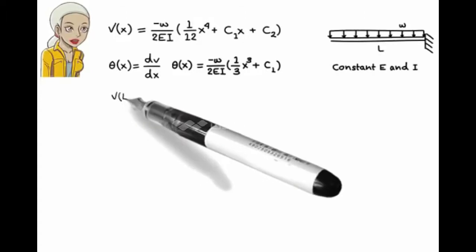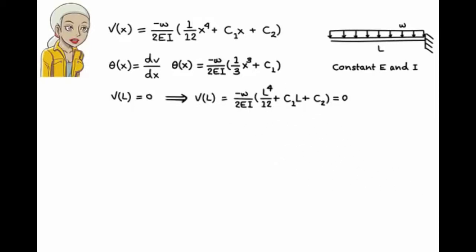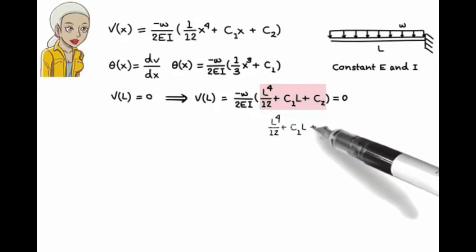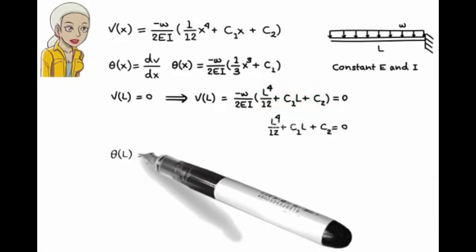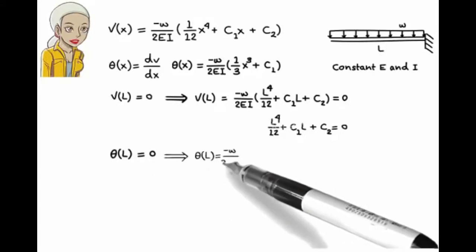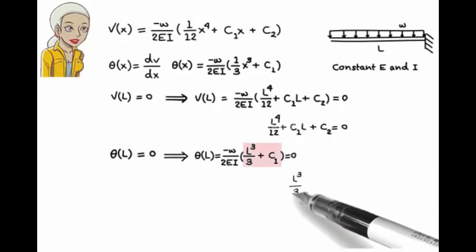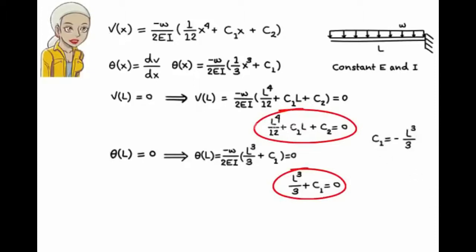Deflection at the fixed support must be 0. That is, L to the power of 4 divided by 12 plus C1 L plus C2 equals 0. Slope theta at L equals 0. That is, L cubed over 3 plus C1 equals 0. Solving these equations for C1 and C2, we get.